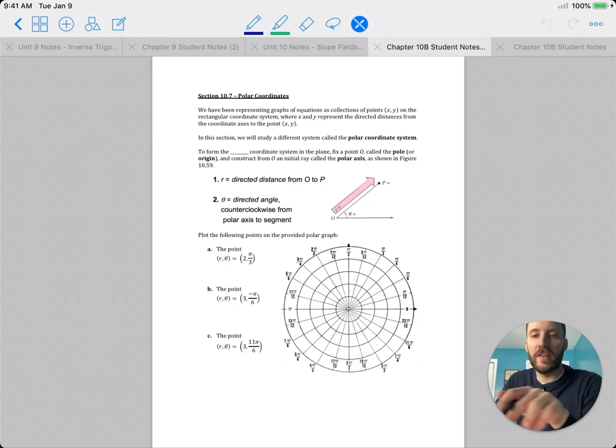Section 10.7, polar coordinates. Today we're going to level up and show you a better way, in my opinion, to graph equations on a polar coordinate grid. So with polar coordinates, instead of x and y for horizontal and vertical, we need r and theta. Theta is the direction, r is how far in that direction.